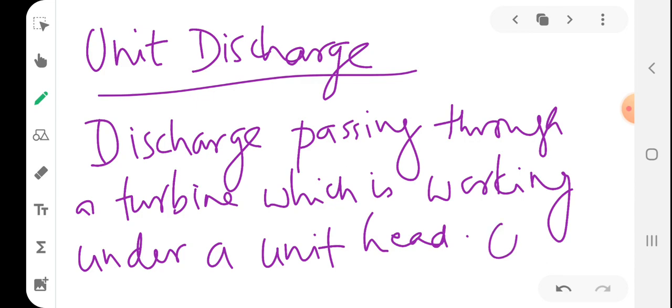So it is denoted as Qu. So in order to find the expression for unit discharge at a head, you know that H is the head, Q is the discharge passing through the turbine when head is H. Okay, A is the area of flow of water.